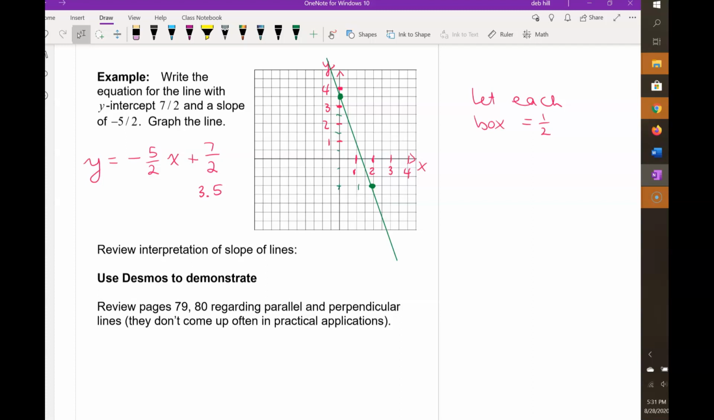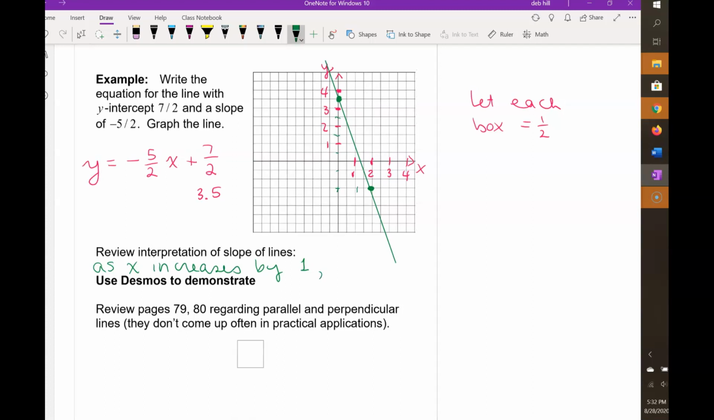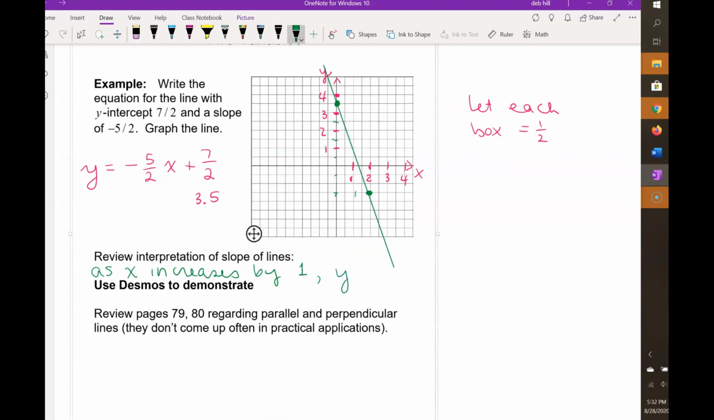Okay, so let's review the interpretation of the slope of lines, because this is going to come up a lot in our whole semester. So as x increases by 1, we're always reading the graphs from left to right, and so the x is always the one that's increasing by 1. As x increases by 1, y changes by the slope.